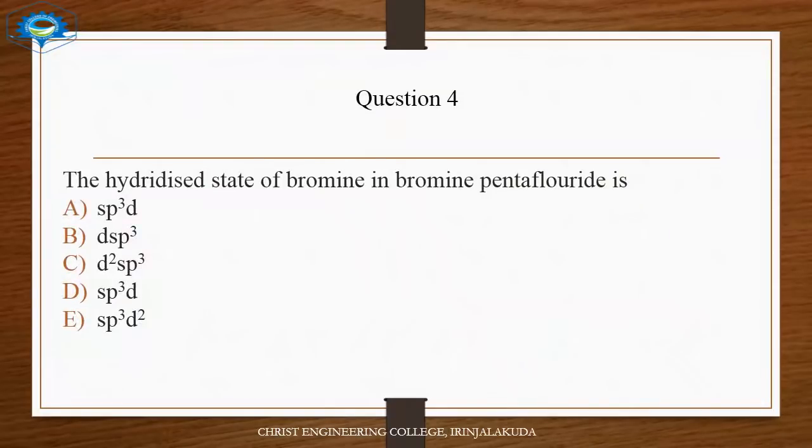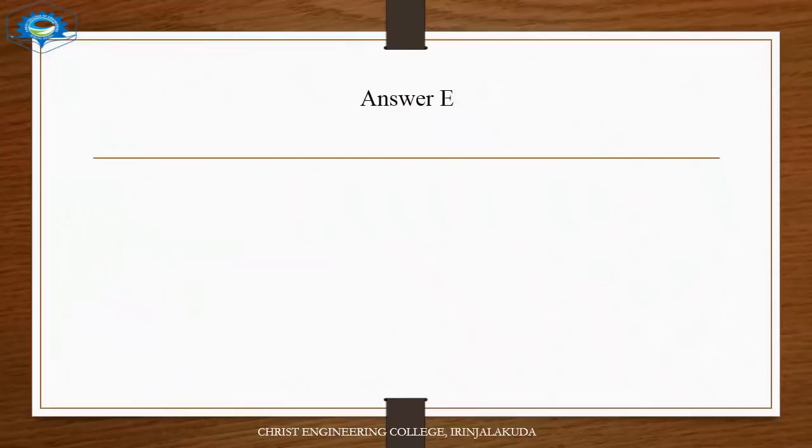Question number 4. Okay, the hybridized state of bromine in bromine pentafluoride is, we have five options. Option A sp3d, option B dsp3, option C d2sp3, option D sp3d, option E sp3d2. Our answer is E.